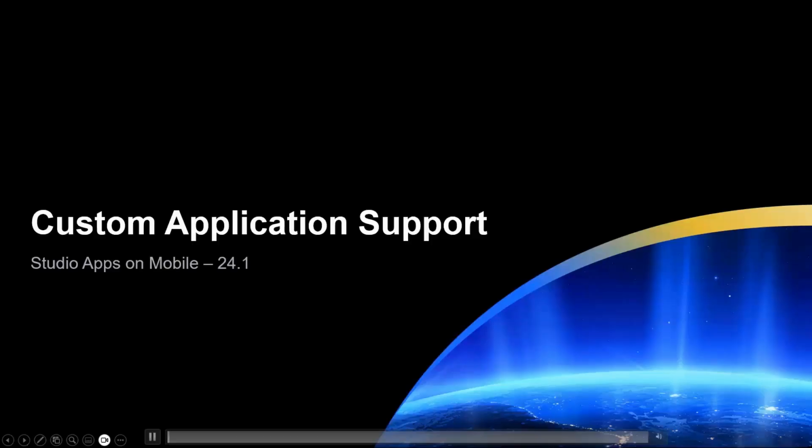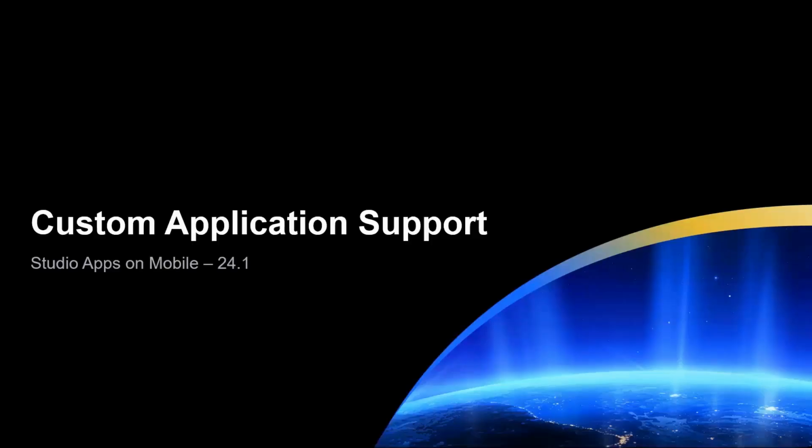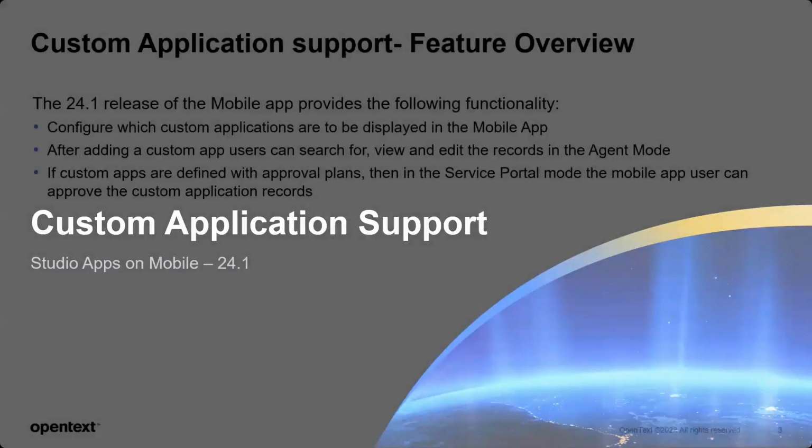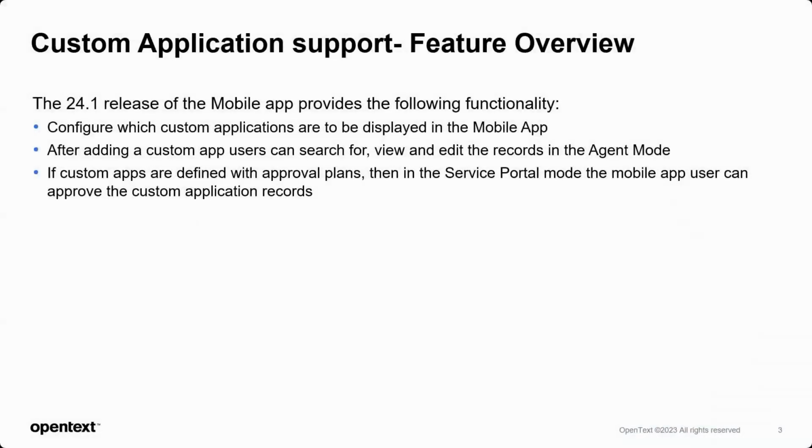For custom application support, the feature overview: within the 24.1 release you have the ability to configure which custom applications are to be displayed within the mobile app. After adding a custom app, users can search for, view and edit records within the agent mobile mode. If custom apps are defined with approval plans, then in the service portal mode of the mobile app, the user can approve that custom application record.